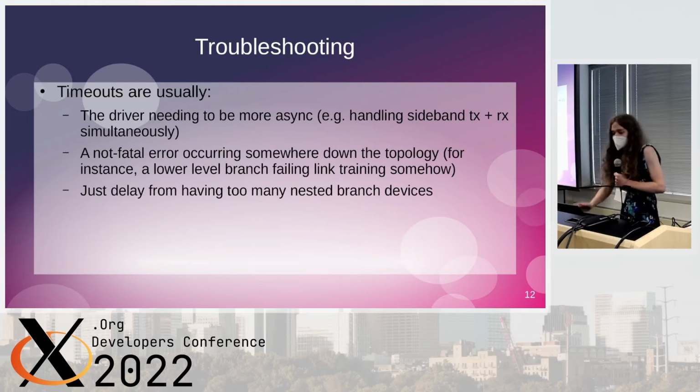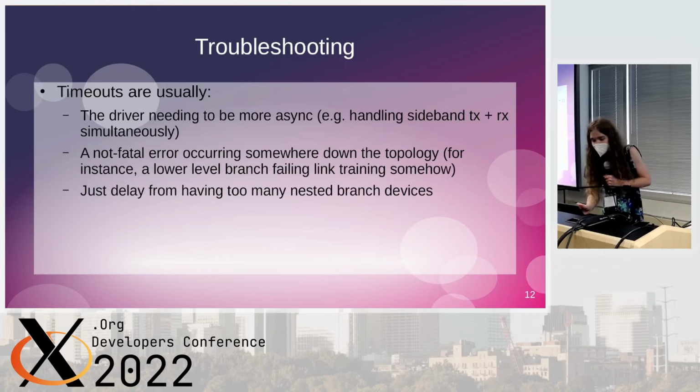And timeouts. I had mentioned this before, a non-fatal error can occur somewhere down the topology. There's also other things that have resulted in timeouts in the past. For instance, a lot of parts of MST are expected to be handled completely asynchronously. If you're allocating payloads, you have to be allocating them at the exact same time that you're handling hot plug interrupts, because otherwise something may end up hanging. For instance, you might be trying to send a message, but you can't send the message because you haven't handled an interrupt that's coming in, which means the message times out, which means everything else breaks.